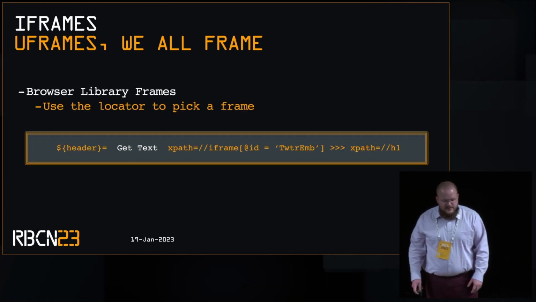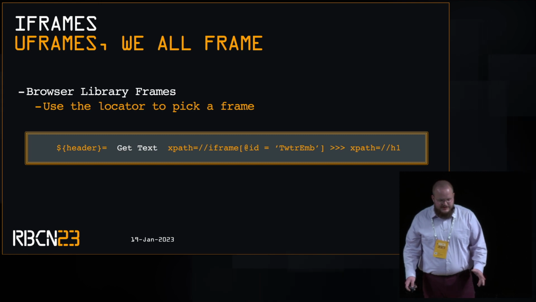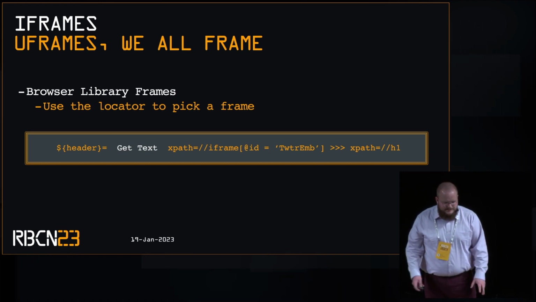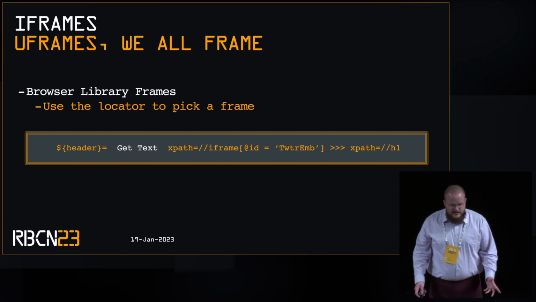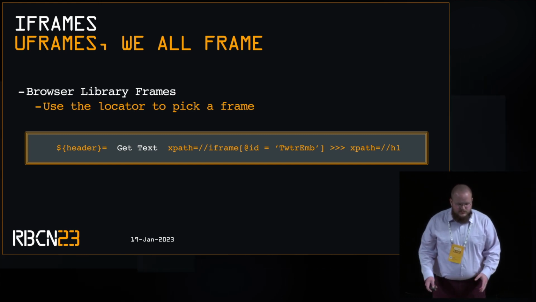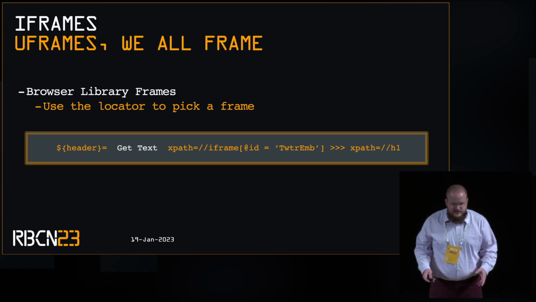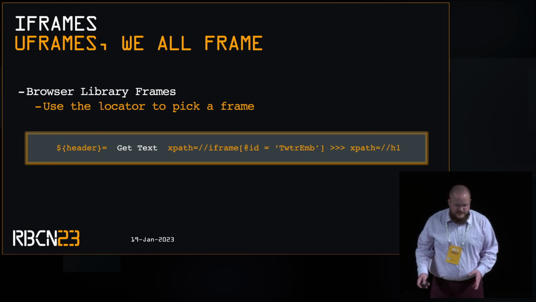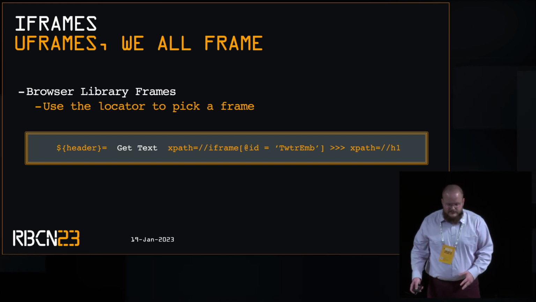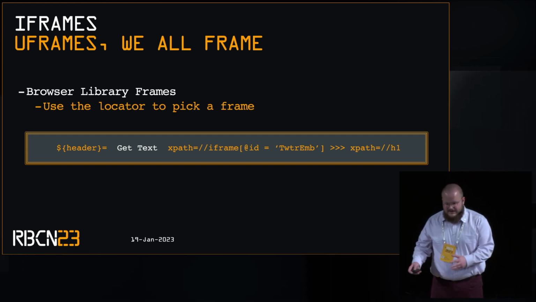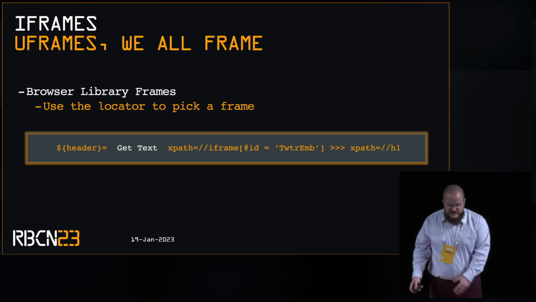In browser library, frame selection is quite different, visually anyway. In order to get the text of that same header, you'd first prefix the locator that you ultimately intend to interact with a frame selector followed by 3 arrows, and then point to the end locator you intend to interact with.